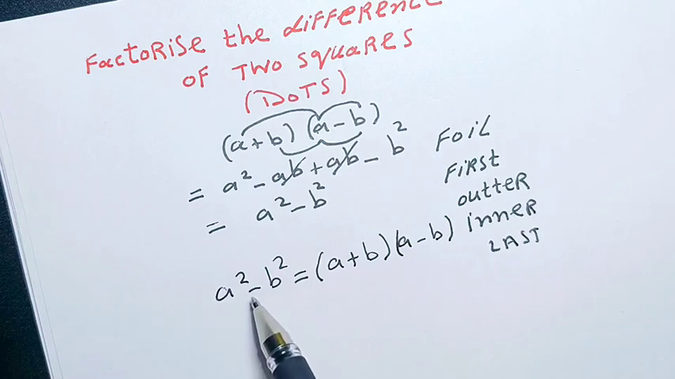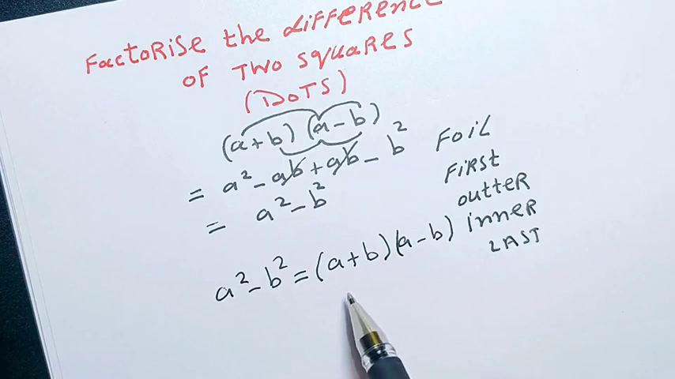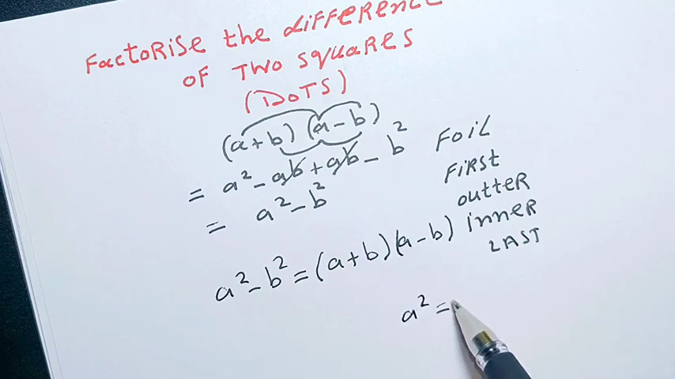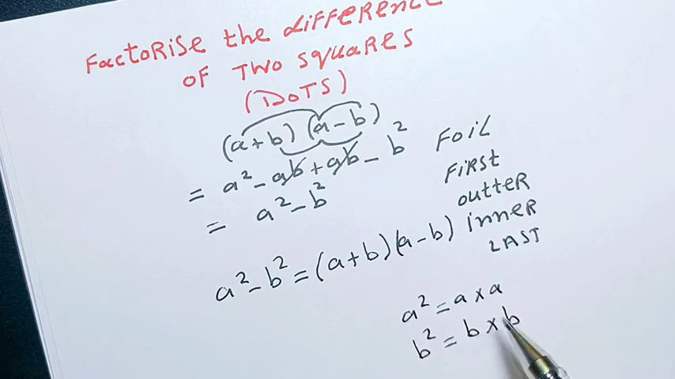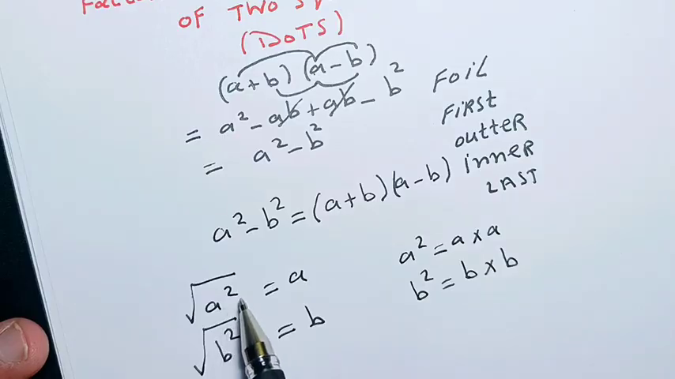So have a look here. Notice the a squared and b squared in the expression. a squared means a times a, b squared means b times b. If you take the square root of a squared, the answer is a, and the square root of b squared is b. I'll show you with an example how this formula works.